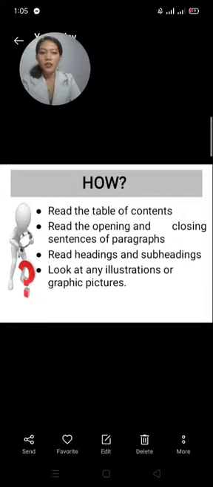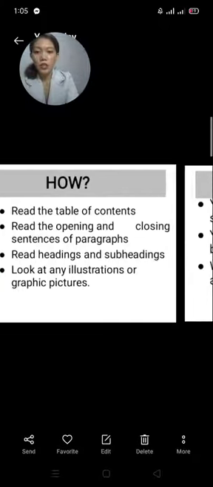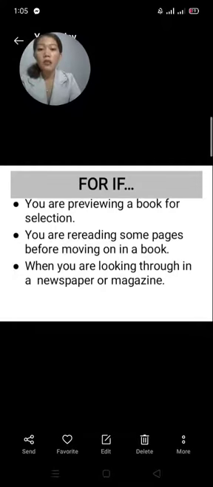So, is that tragic love, one-sided love, something like that? And how or when you use this, same with it. Read headings and subheadings, look at any illustrations or graphic pictures. Same with the preview of the text. And when you have to use the skimming strategy is if you are previewing a book for a selection.